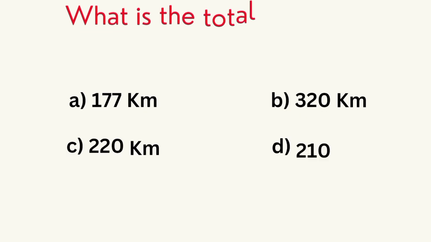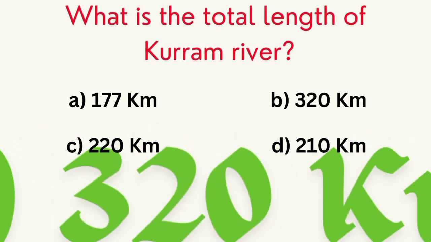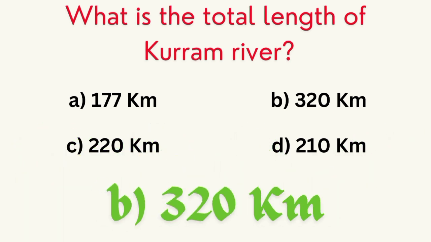What is the total length of Kurram River? A. 177 kilometers. B. 320 kilometers. C. 220 kilometers. D. 210 kilometers. Answer, B. 320 kilometers in Khyber Pakhtunkhwa.